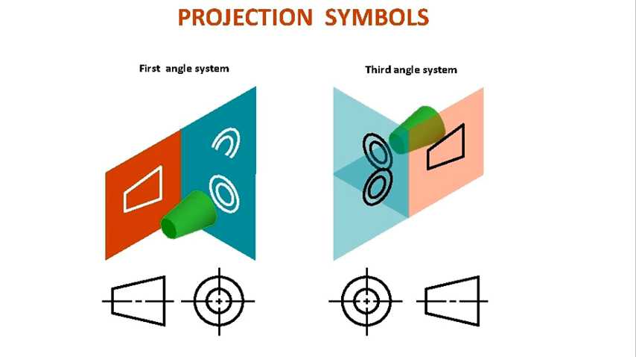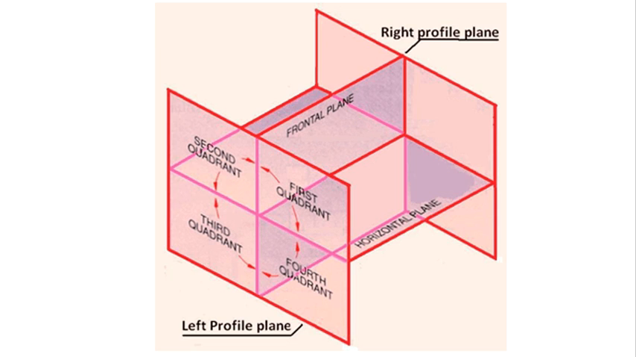And now we will study the projection symbols. If we are drawing the particular object on sheet in first angle projection method, then this symbol should be drawn in the title block. So one can understand this complete sheet is drawn in the first angle projection method. Similarly, the second symbol is for third angle projection system. Here we have already discussed these quadrants.